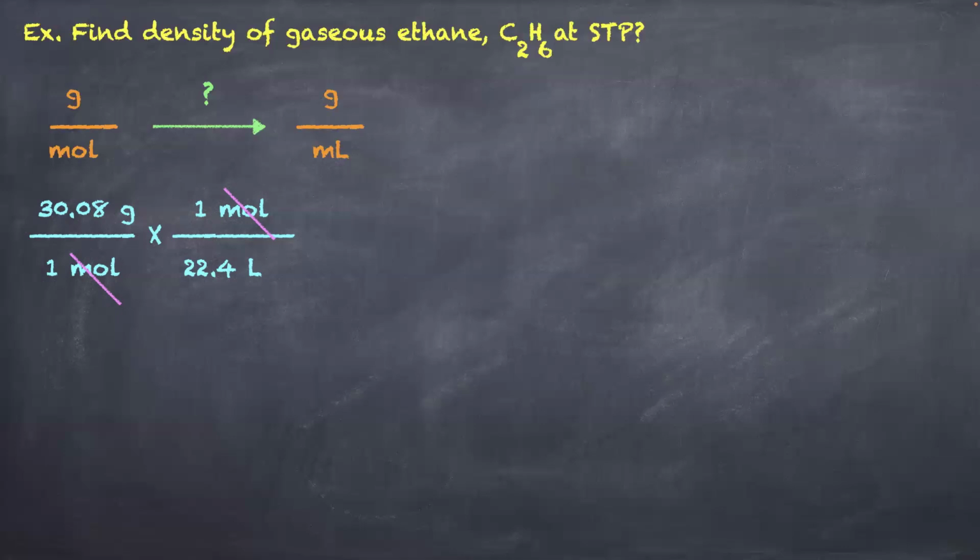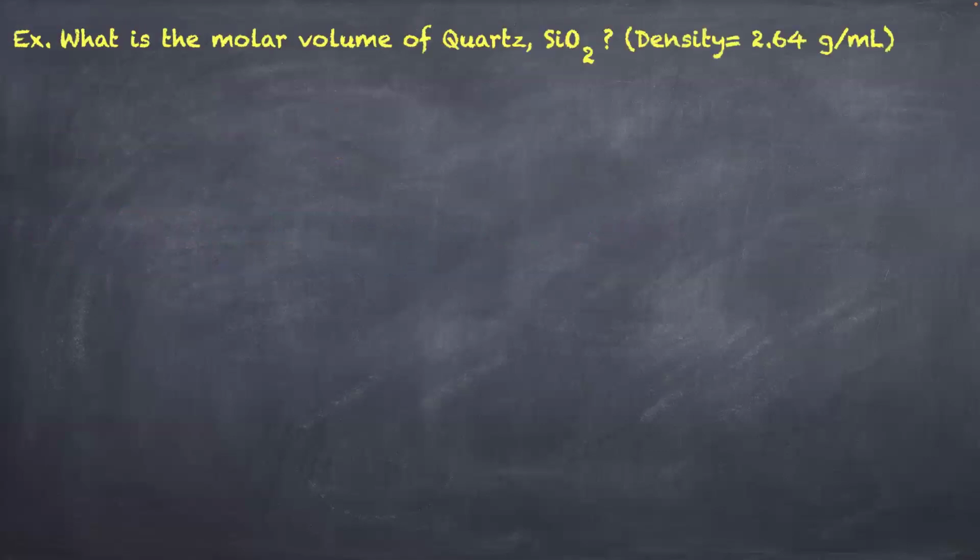However, we want to, again, convert it to grams per milliliter. So liter has to cancel and can be converted to milliliters. So liters goes at the top, milliliters at the bottom. And then this way we find our final answer in grams per milliliter. Let's take a look at another example.